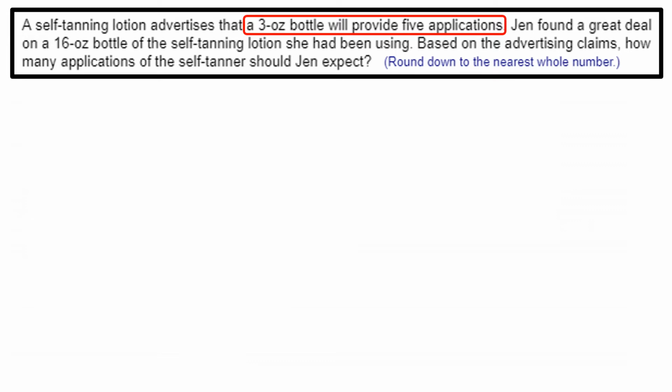Let's begin by noticing that a 3-ounce bottle will provide 5 applications. So we can write that as the given ratio of 3 ounces over 5 applications. Now that has to equal the ratio on the other side.